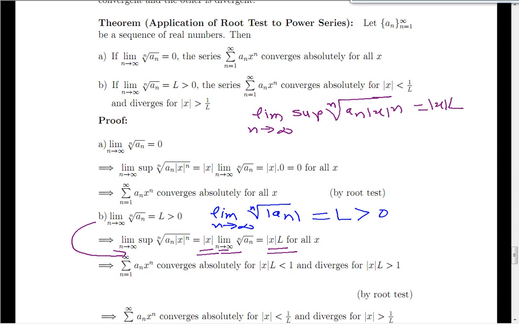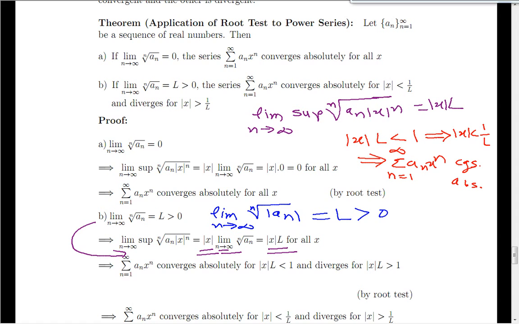So by the root test, if the limit is less than 1, then the series is convergent. That is, if mod x is less than 1 upon L, then the series will converge. Which series? The power series n equal to 1 to infinity a_n x raised to n converges absolutely.